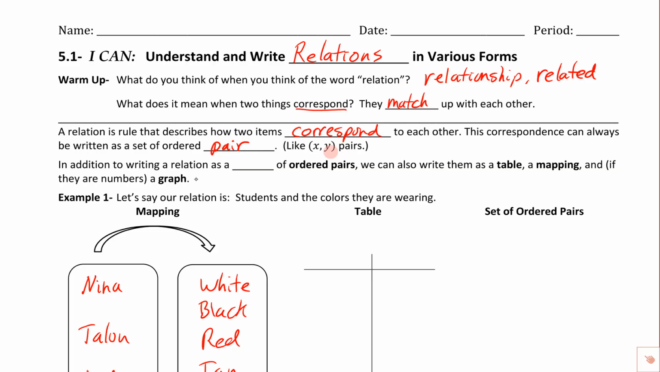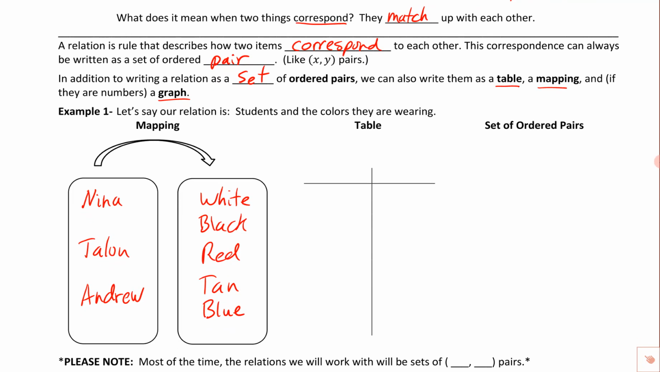So in addition to writing a relation as a set of ordered pairs, and we're going to use sets quite a bit, we can also write them as a table, as a mapping, or as a graph. So we've got these four different ways of talking about them. We can write them down as a set of ordered pairs, in a table, as a mapping, and if they're numbers, then we can actually graph them. Now we're going to start off with kind of a different example. It doesn't have anything to do with math.